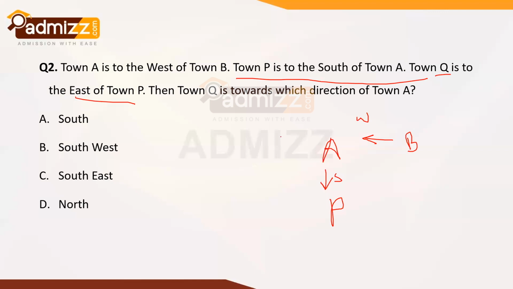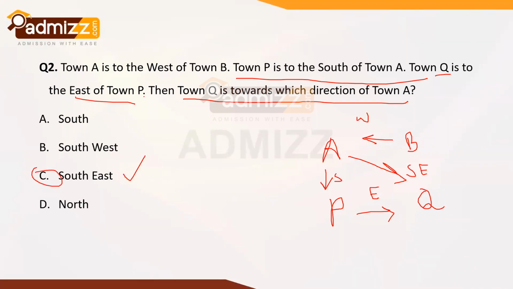Town Q is to the east of town P. So the question asks, town Q is towards which direction of town A? This direction is what we are seeking. The correct answer in this case is definitely SE, or southeast, right? Option number C. That's the correct answer.